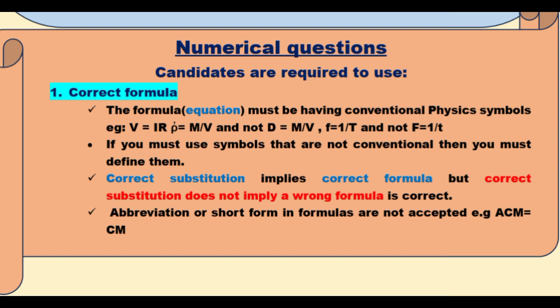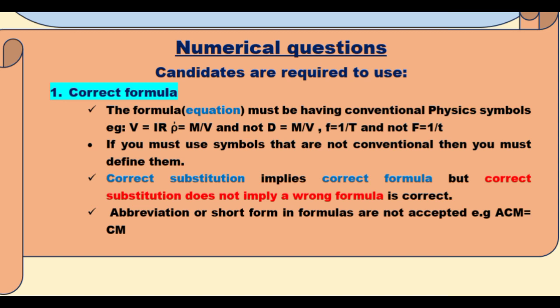Correct substitution implies correct formula, but correct substitution does not imply a wrong formula is correct. That means you may have the values but not the formula, but you substitute. For example, rho equals m over v. You have the values of m and v. You are looking for rho, density, so you write rho equals value of m divided by value of v. So in that case, you'll get the mark for the formula. In other words, the formula is implied in that substitution.